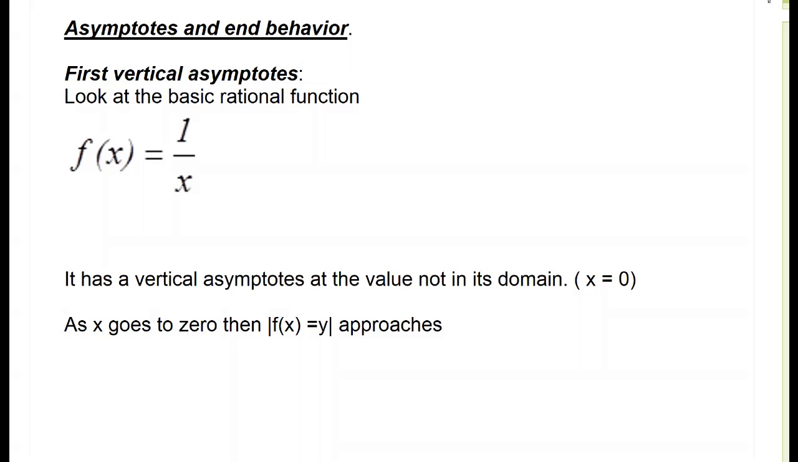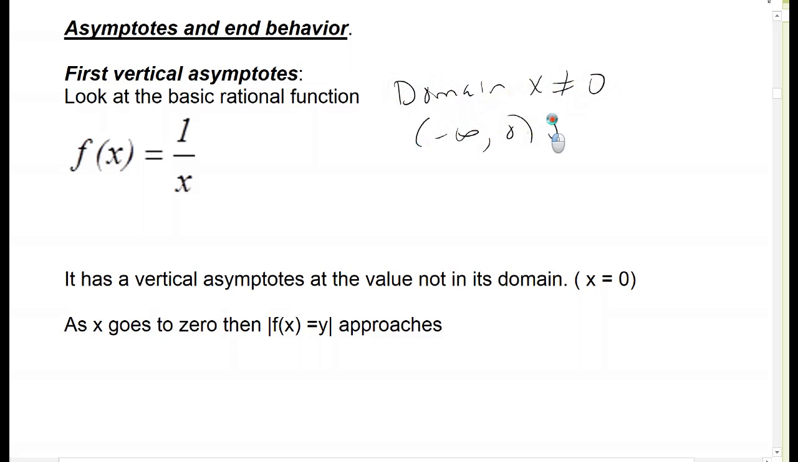First, vertical asymptotes. I'm going to look at the simplest rational function, which is 1 divided by x, where 1 is a constant polynomial and x is a simple linear equation, y equals x. The domain of this is everything but 0, right? I can't divide by 0. Always understand what the domain is. x cannot be 0, so negative infinity to infinity, with a break at 0.